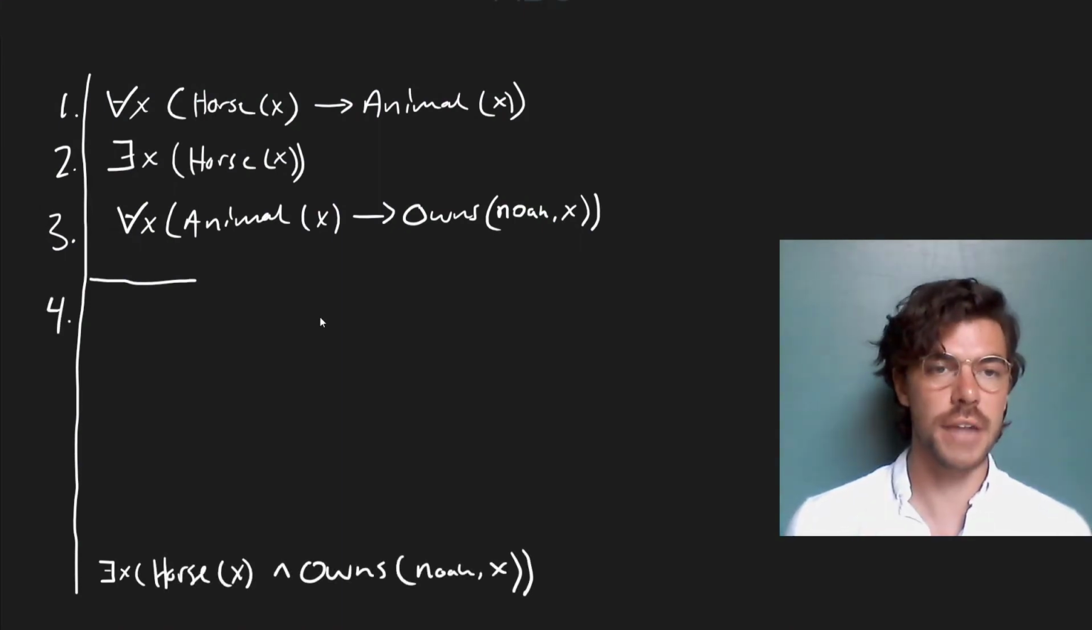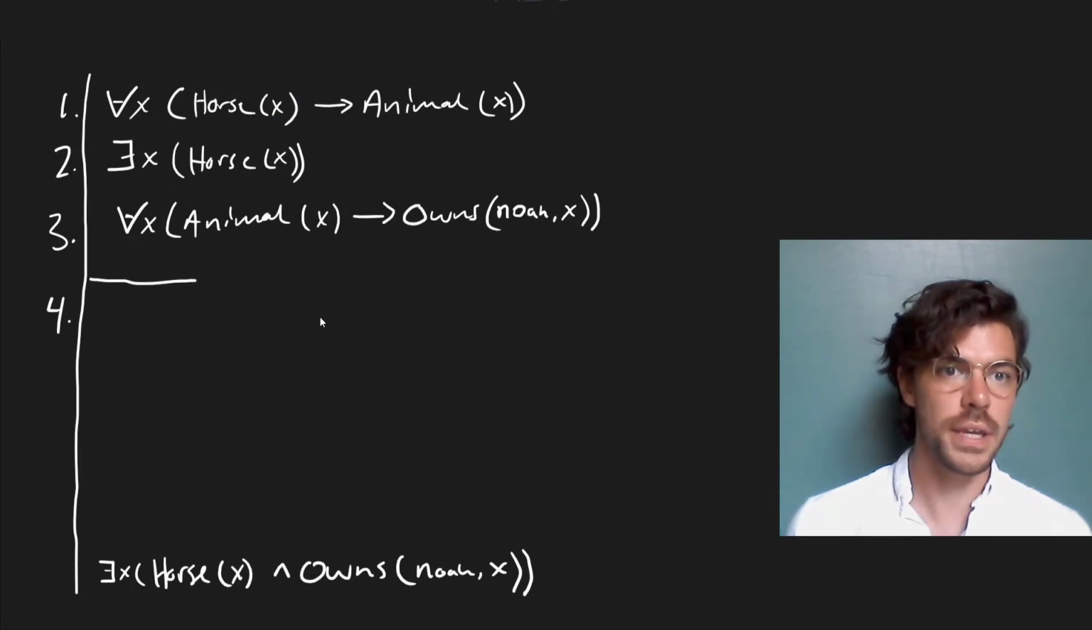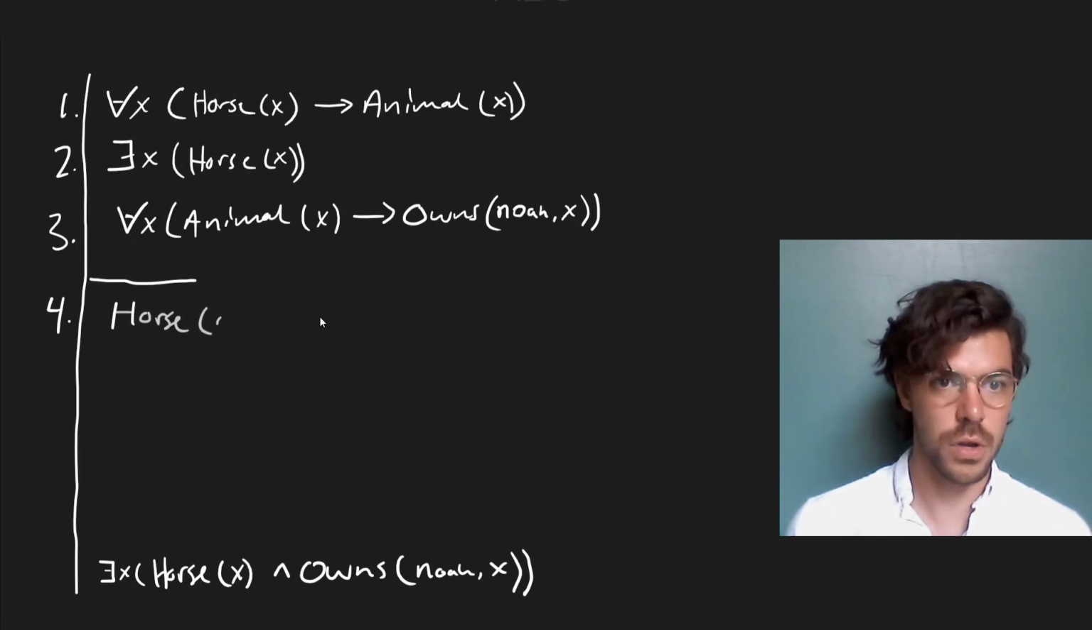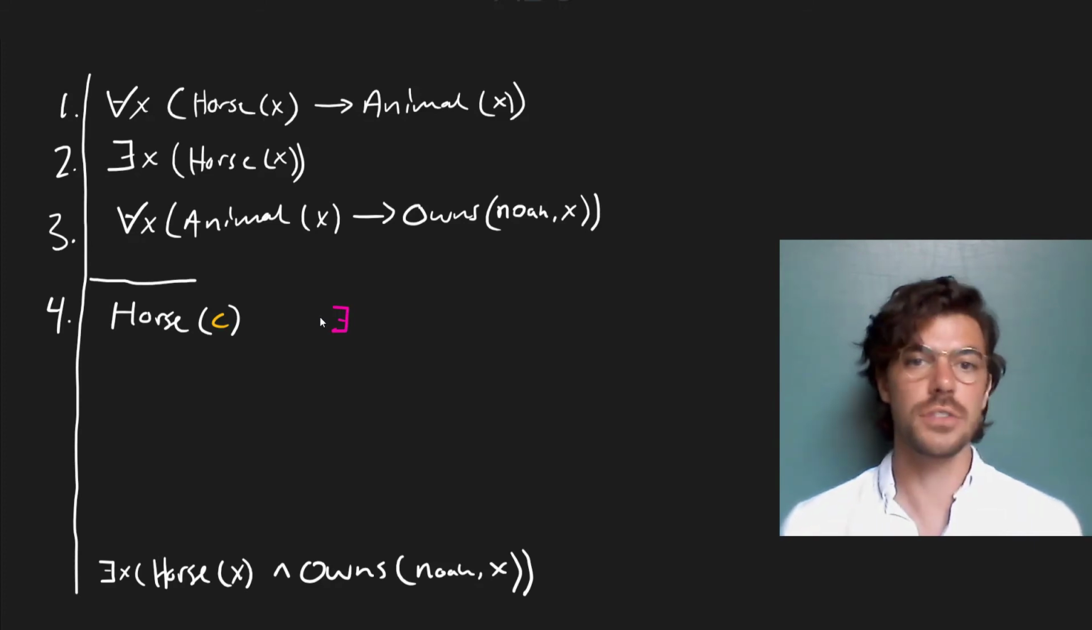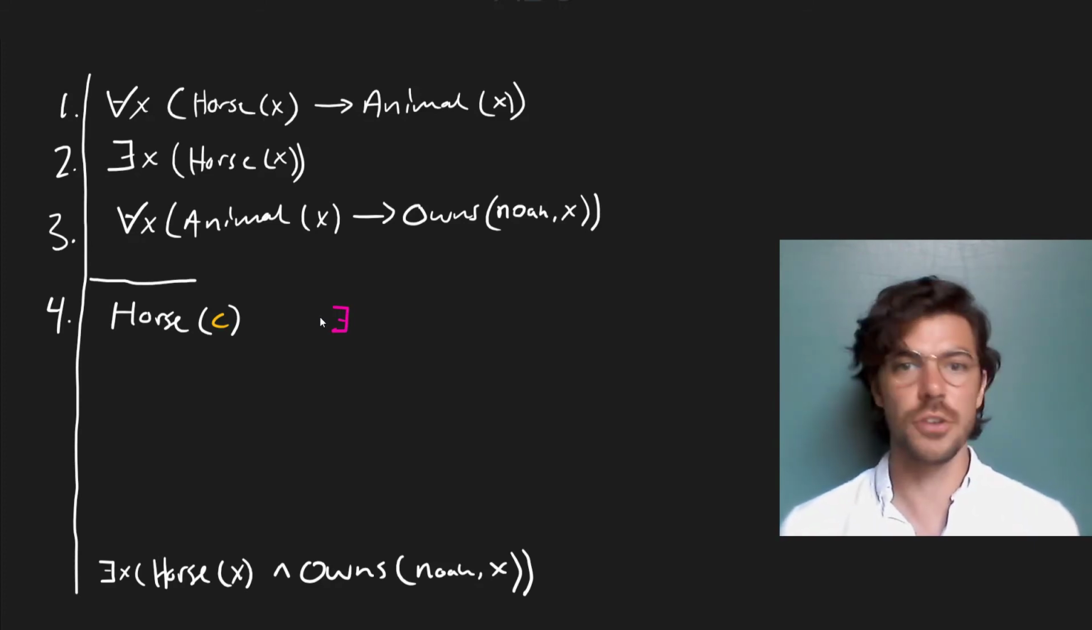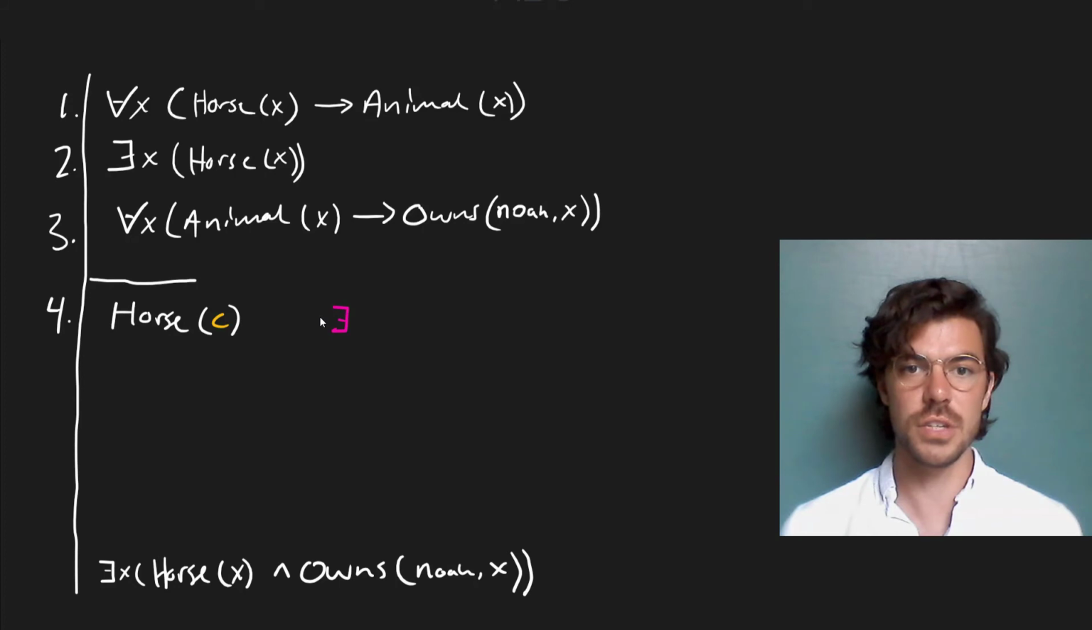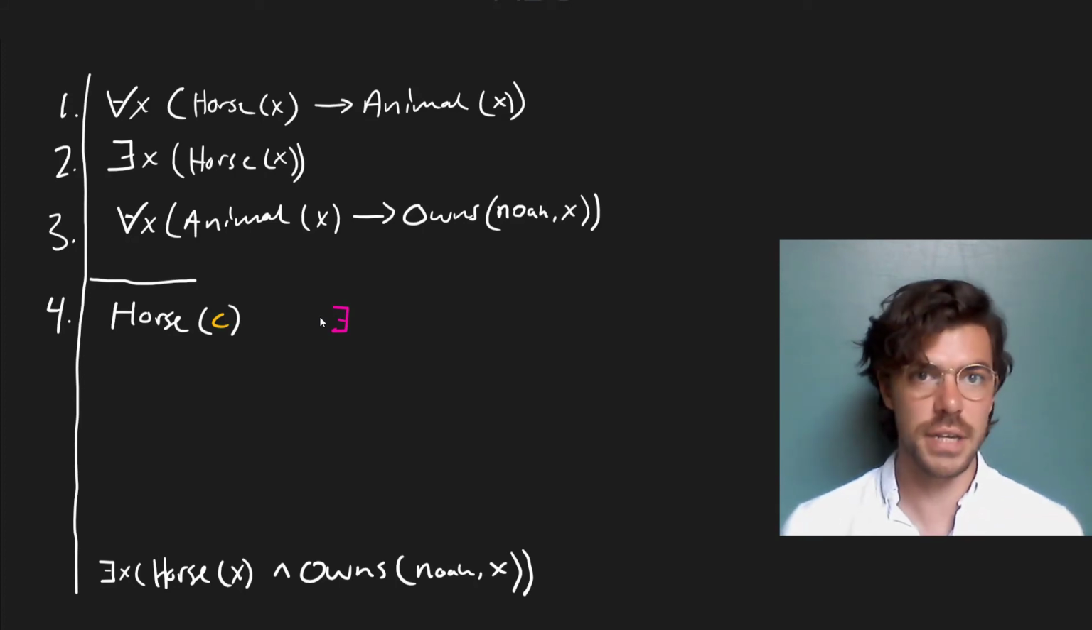Going off of our existential instantiation, we can introduce a constant, call it C for Charlie, on 2, which just tells us that something is a horse. And the important point is to remember that this constant C doesn't stand for anything else already under discussion. We couldn't use this constant Noah, but other than that, we don't have any other constants here. So this is by existential elimination or instantiation.